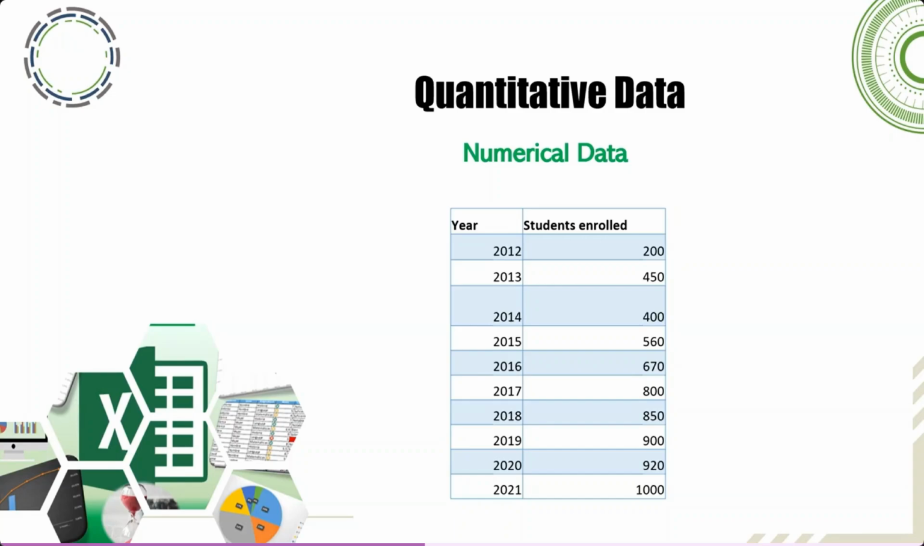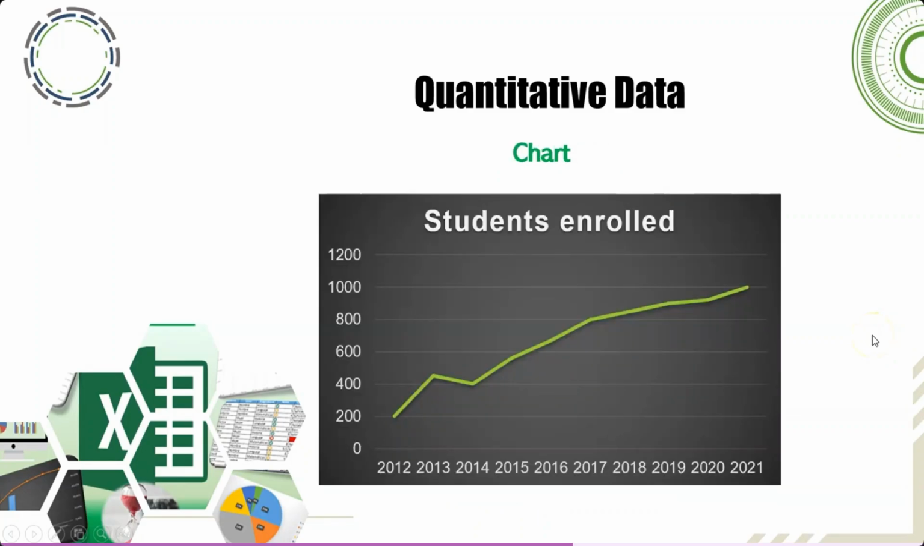Let's say in this table, we can see that from the year 2012 till 2021, we are trying to track the number of new students who have enrolled in our course. So this is a table where we get this data, the number of new students enrolled in our course from 2012 till 2021. So we are representing this numerical data in the form of this table. Now, let's say we represent the same numerical data in the form of this chart.